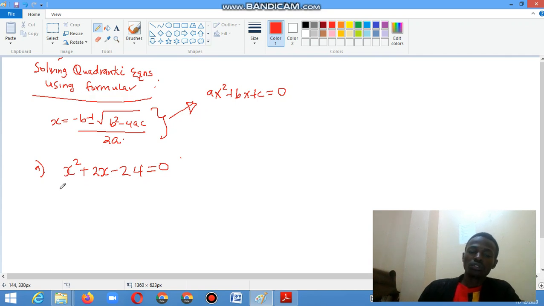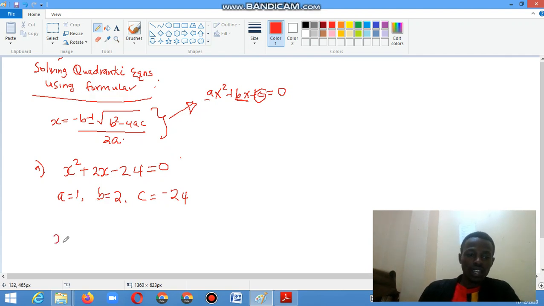But I know that the coefficient means the value before this variable here. So the coefficient of x squared is 1. Therefore a is the coefficient of x squared, which is 1; b is the coefficient of x, which is 2; and lastly c is the constant, which is negative 24. That's all. Then after that, it's a matter of substituting within this formula and doing the needful, as simple as that. So let's substitute.